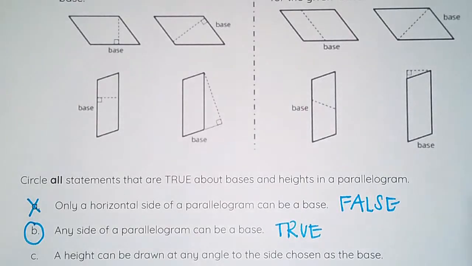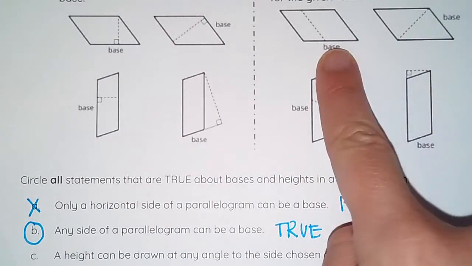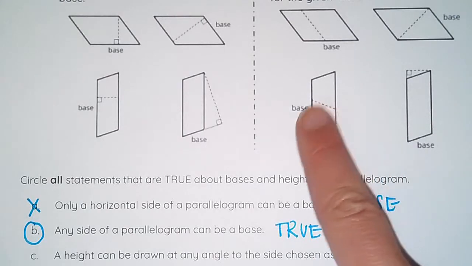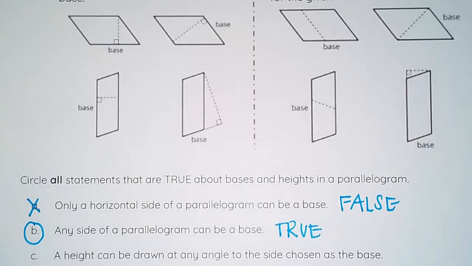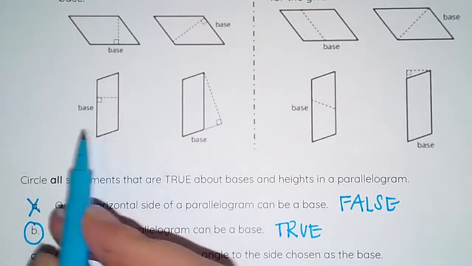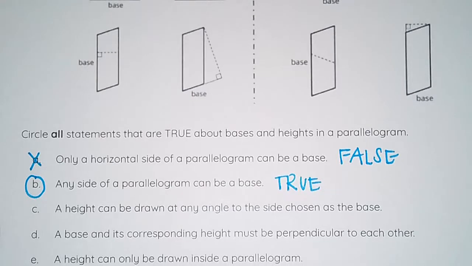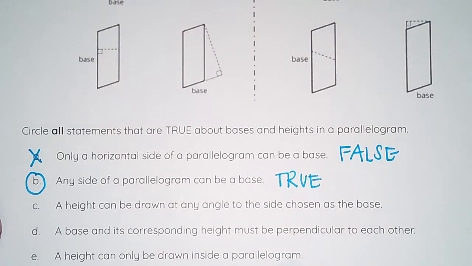What matters is then how you create your height from that base. See here, we do have bases on all sides, but the height differs from that base. For example, here they say the height's opposite of the base. That's not appropriate. So the base can be any side, but then you need to appropriately place your height. Speaking of heights, a height can be drawn at any angle to the side chosen as a base.